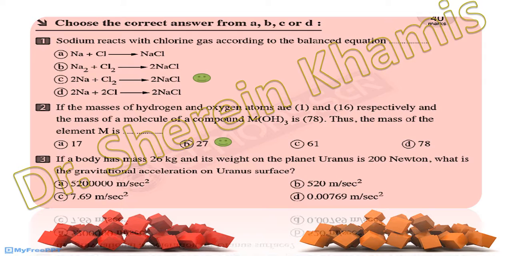So we will make a division. We want the gravity, so we divide weight by mass. We take the weight 200 divided by the mass 26 kilogram, so it will give 7.69 meter per second squared. So the gravity on the planet Uranus will be 7.69 meter per second squared. The right answer will be letter C.